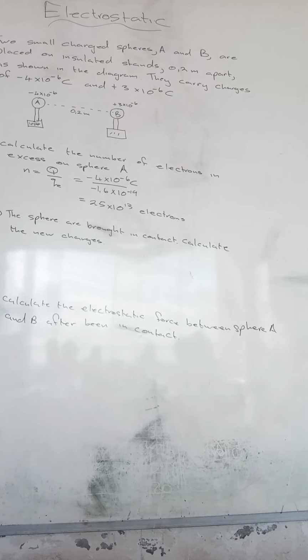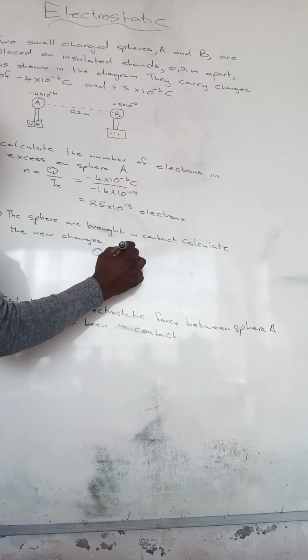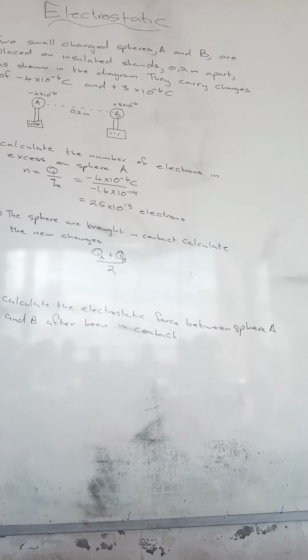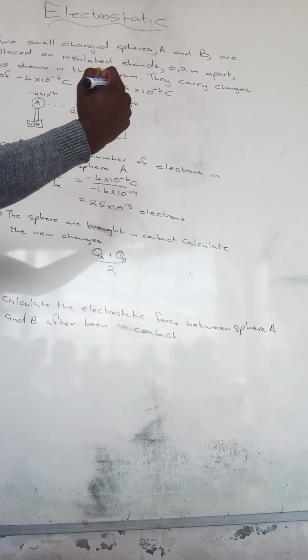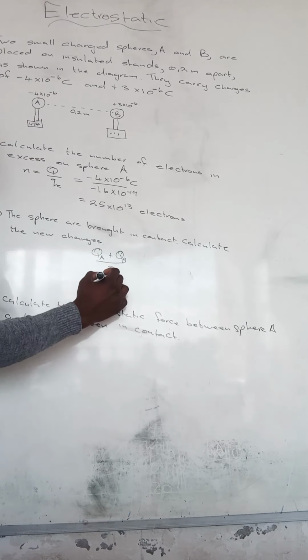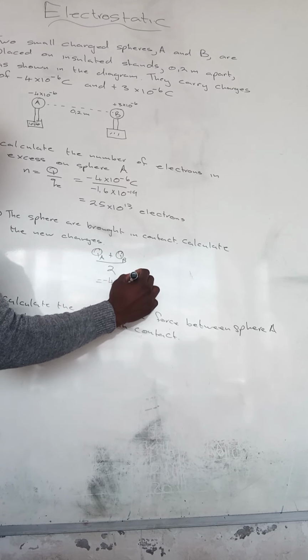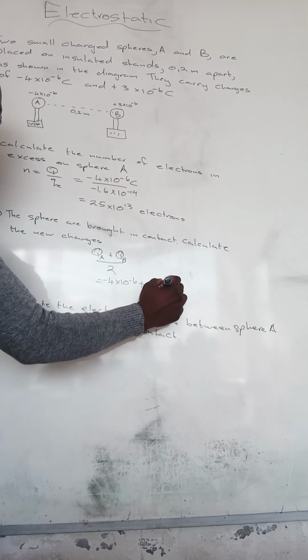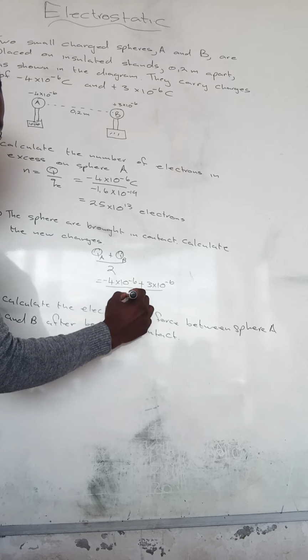Now number 2, it says the spheres are brought into contact. That means we take them and put them together. Whenever you take your charges and bring them into contact, they are going to share the charges. Please study this: whenever you bring charges into contact, you must know they will share charges. To get the new charges we say Q of A plus Q of B, divided by 2, because we take those 2, add them, and divide by 2 to get the new ones, then return them to their places. You include the signs: negative 4 times 10 to the negative 6 plus 3 times 10 to the negative 6, divided by 2.